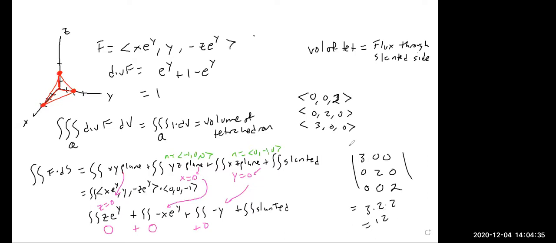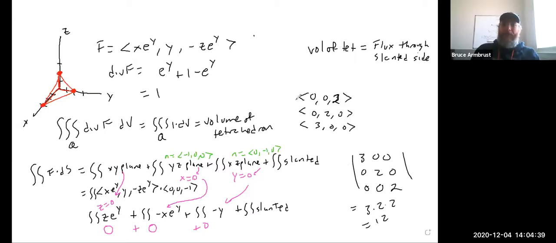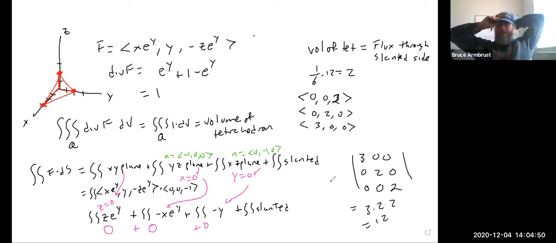So that's 12. I think that's the easiest cross product we've ever done. Yeah, quite possibly. So that's 12. So the volume of that tetrahedron is 1/6 of that, which is 2. So the flux through the slanted side of that tetrahedron, it's 2. And notice that we didn't do a single integral.